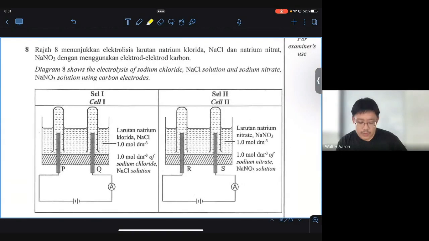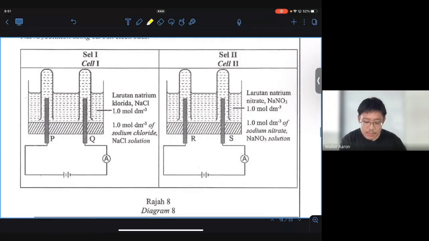Okay, so question number 8 will be: Diagram 8 shows the electrolysis of sodium chloride solution and sodium nitrate, NaNO3 solution, using carbon electrodes. Now, the one thing that you realize over here is that you're using 1 mole per dm cube.